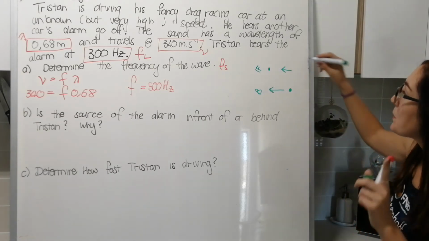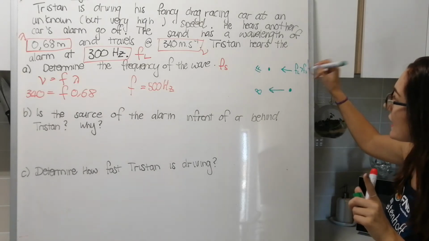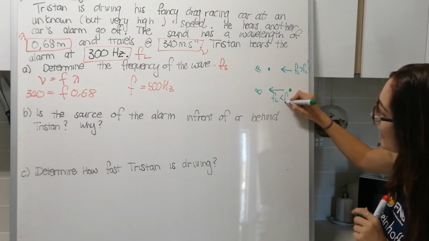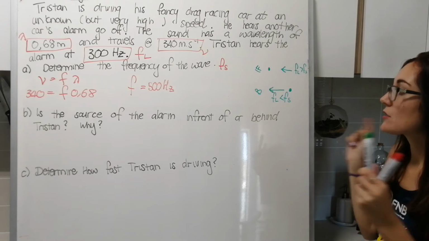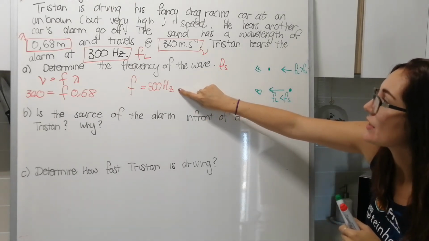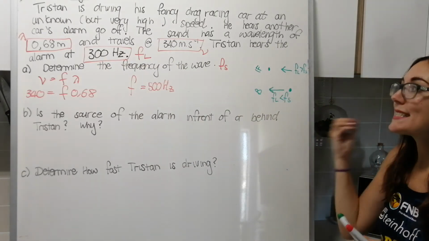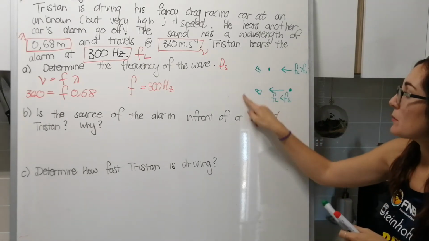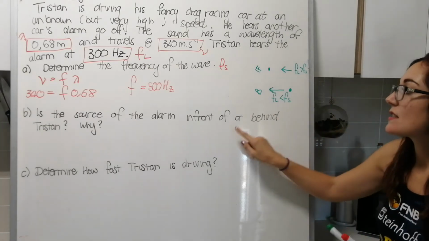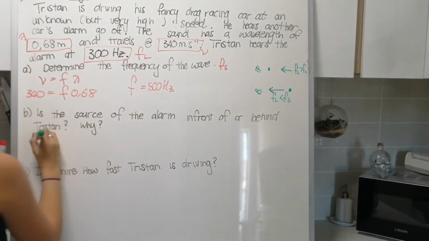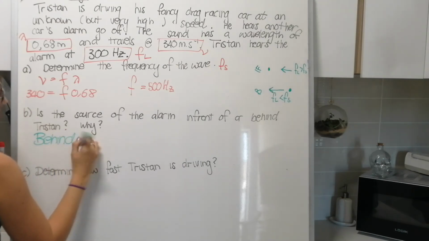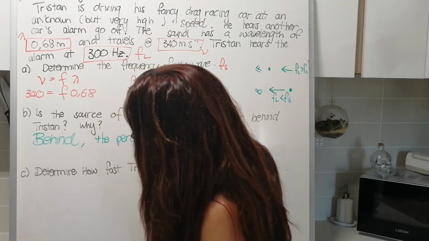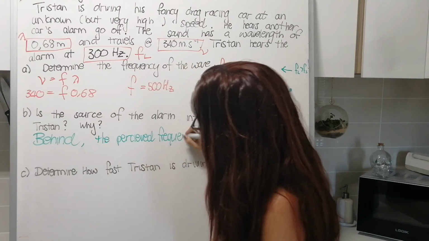Now, if it were in front of him, the perceived frequency would be greater than the actual frequency. But if he were moving away from it, then the perceived frequency would be less than the actual frequency, remember? So let's compare the two. The actual frequency is 500, the perceived frequency is 300, which means he is hearing that sound at a lower pitch than what the sound actually is. For that to be happening, he must be moving away from the source, which means the source of the sound is behind Tristan. Okay, so we can say it's behind him. And why is because the perceived frequency is lower than the actual frequency.